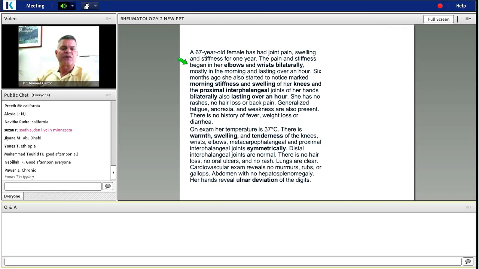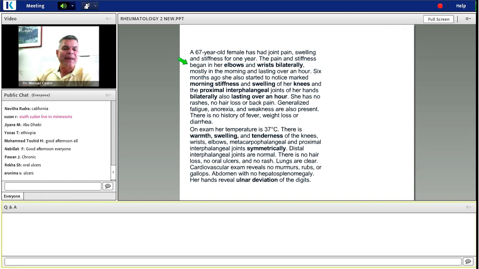Just because of the criteria that she has. Now, she has no rashes, no hair loss, or back pain. These are findings that would imply something like SLE, systemic lupus erythematosus: a rash, hair loss. And oral ulcers too, right? She doesn't have any back pain, so that's a good thing, because that goes with the diagnosis of rheumatoid arthritis.